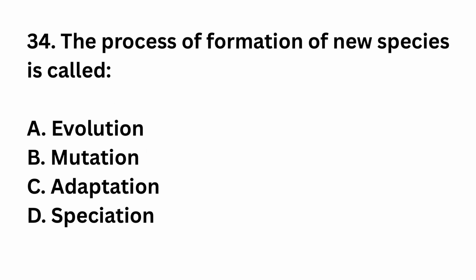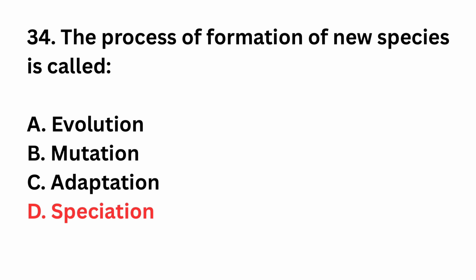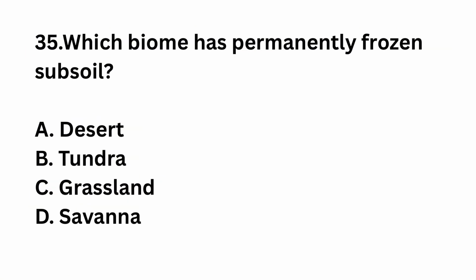Question number 34. The process of formation of new species is called evolution, mutation, adaptation, speciation. The right answer is option D, speciation. Speciation leads to biodiversity. Question number 35.